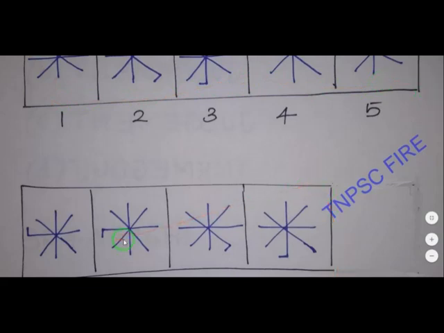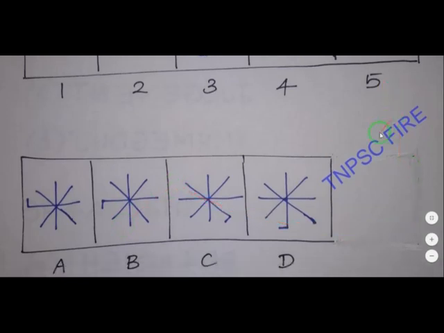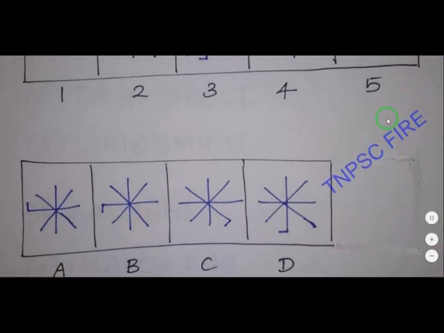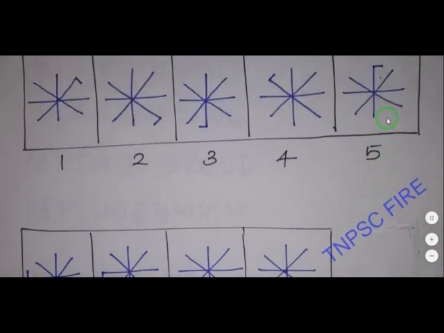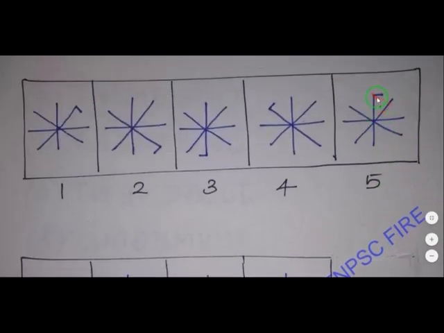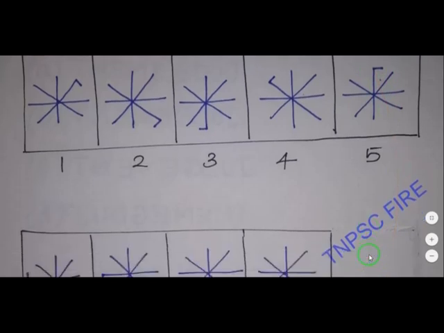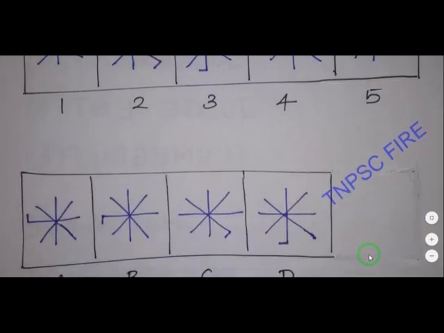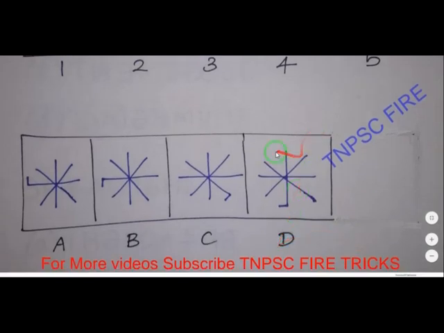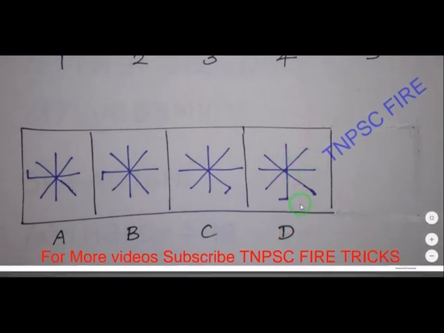Okay, for this answer figure, which one will come? 3. Okay, for the fifth figure, you see, where is the line? Here. So 3 lines in between is the answer. So 3 lines in between the answer means 1 2 3. D is the answer for this question.